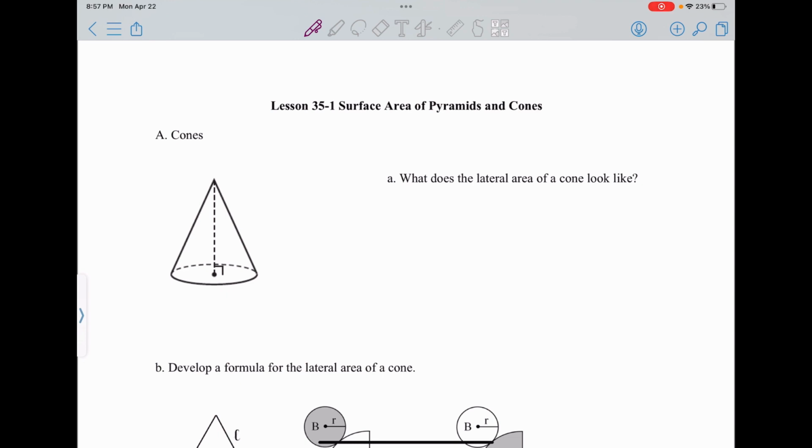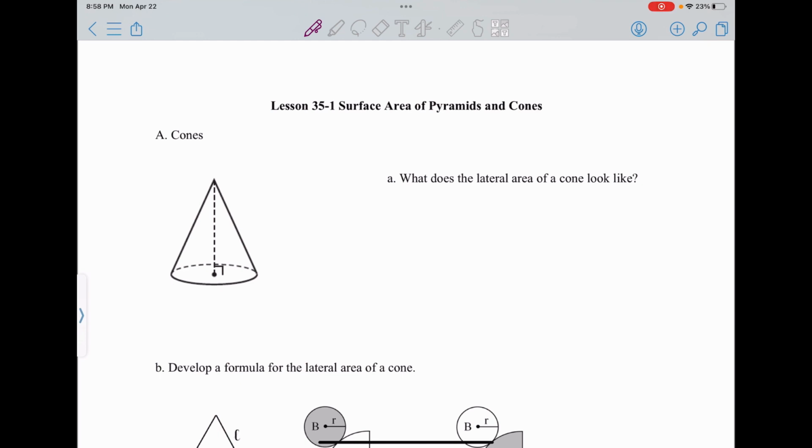This is our first video interacting with pyramids and cones. They are different from prisms because they only have one base. So we are going to see how finding lateral area and surface area might look a little differently for pyramids and cones. So we are going to start off by looking at a cone.